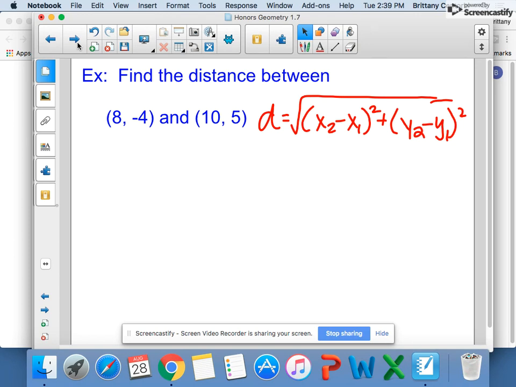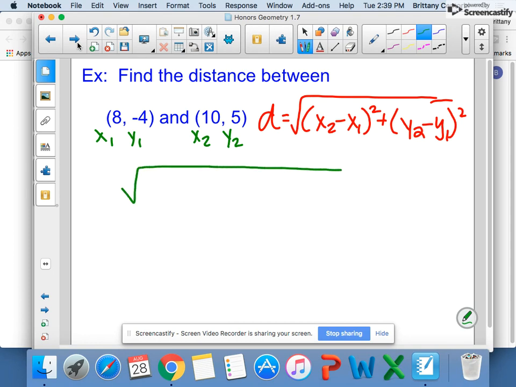So the first example says, find the distance between (8, -4) and (10, 5). So we're going to label these. Our first point's going to be x1, y1. Second point's going to be x2, y2. And then we're going to use our distance formula here. And we're just going to plug everything in and then simplify from there.